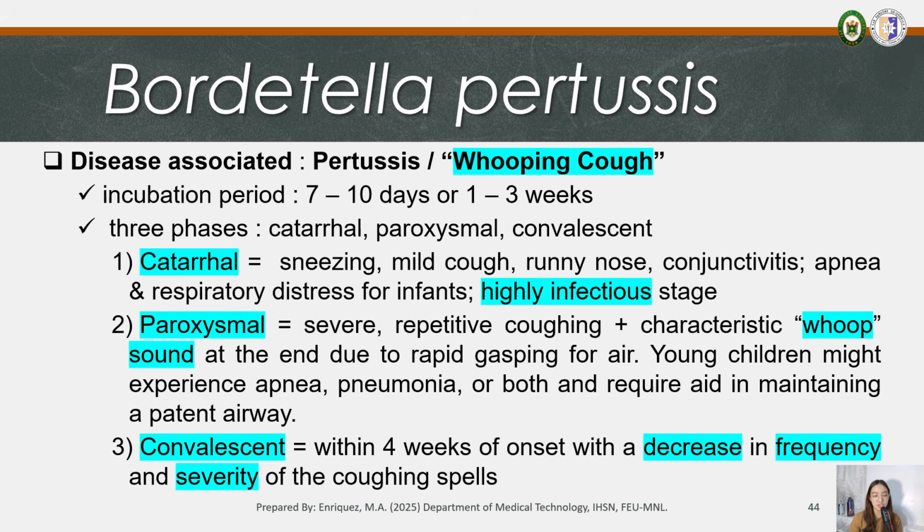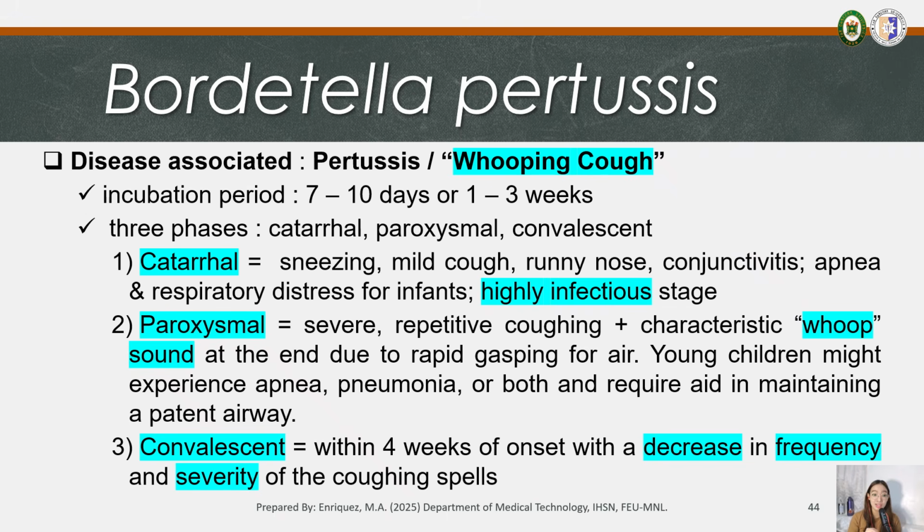Bordetella pertussis is the causative agent of whooping cough, and this disease has three phases. So the first one is the catarrhal phase, which presents with very nonspecific symptoms but may cause respiratory distress and apnea or the cessation of breathing for infants. At the paroxysmal phase, we get to hear the characteristic whooping sound at the end of each bout of coughing. And this is due to the patient rapidly gasping for air. Finally, at the convalescent stage, the coughing spells decrease in frequency and the patient finally recovers after a few weeks.